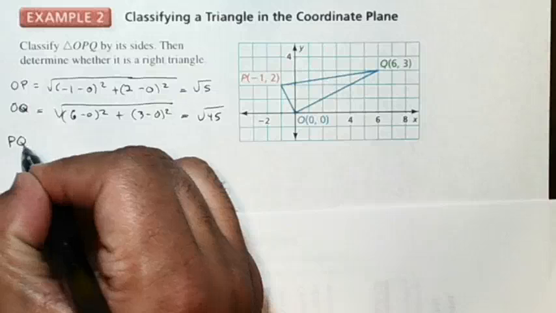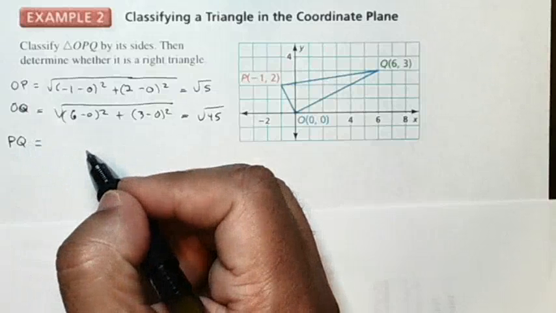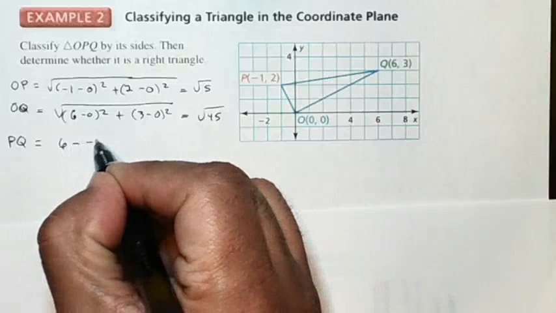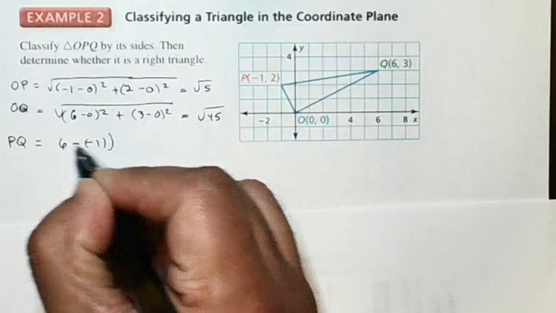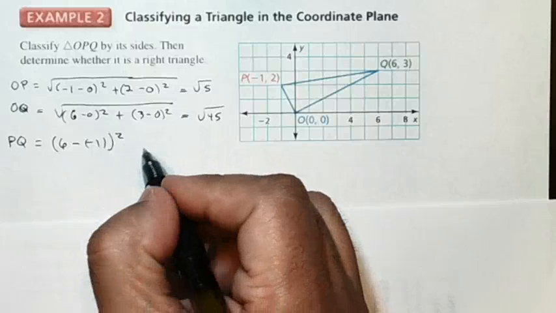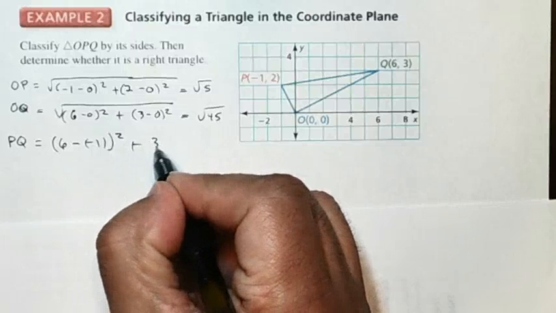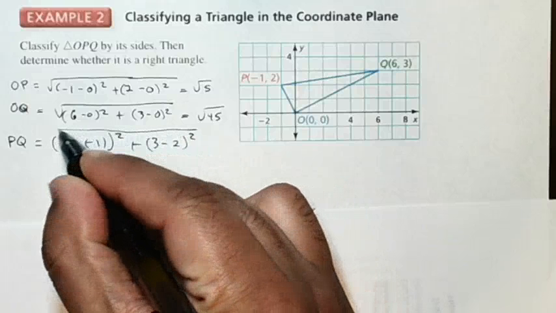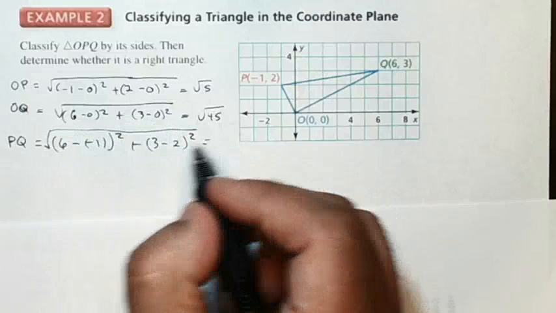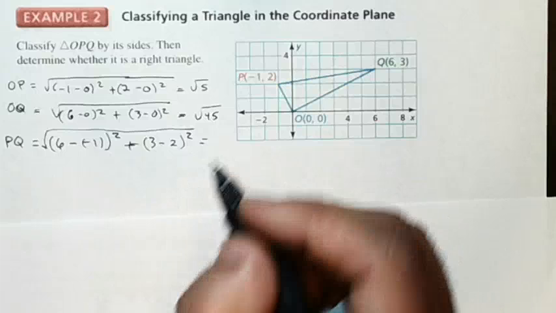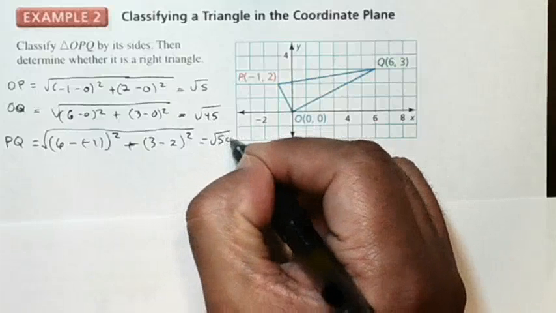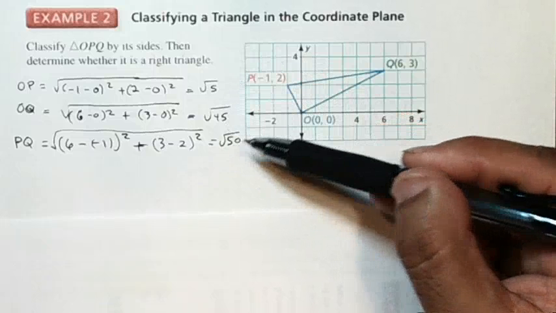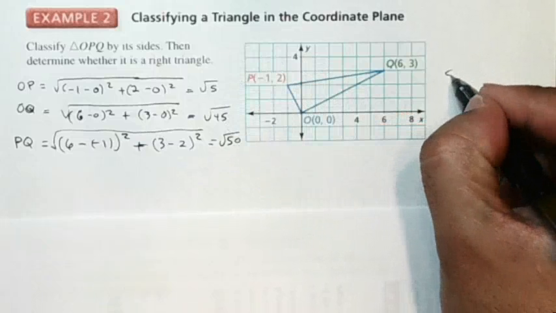And if I do P to Q, the distance from P to Q, it's going to be 6 minus -1 squared plus 3 minus 2 squared. And if I simplify that out, that comes out to be the square root of 50. Alright, so all these 3 are going to have different lengths, so that means it's going to be a scalene triangle.